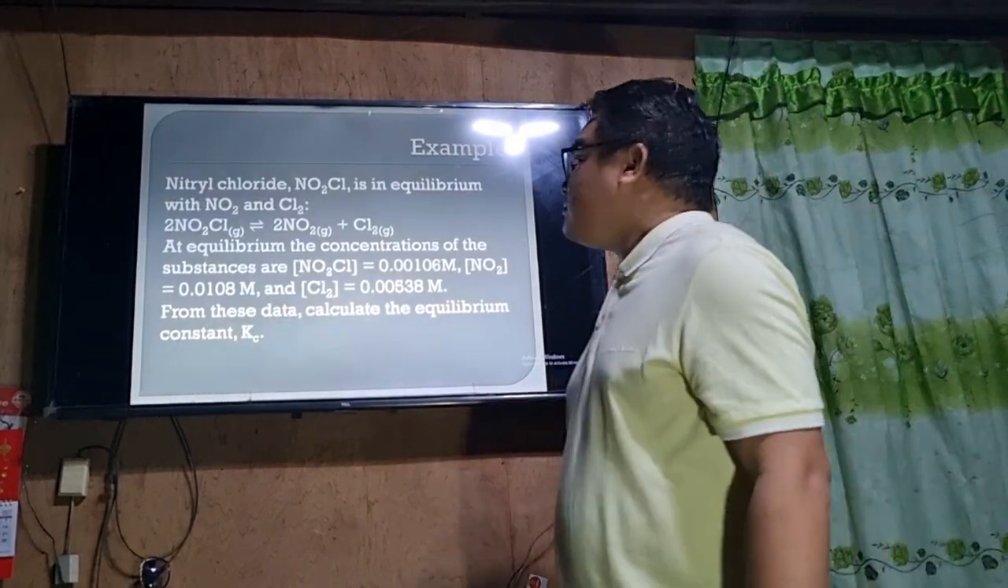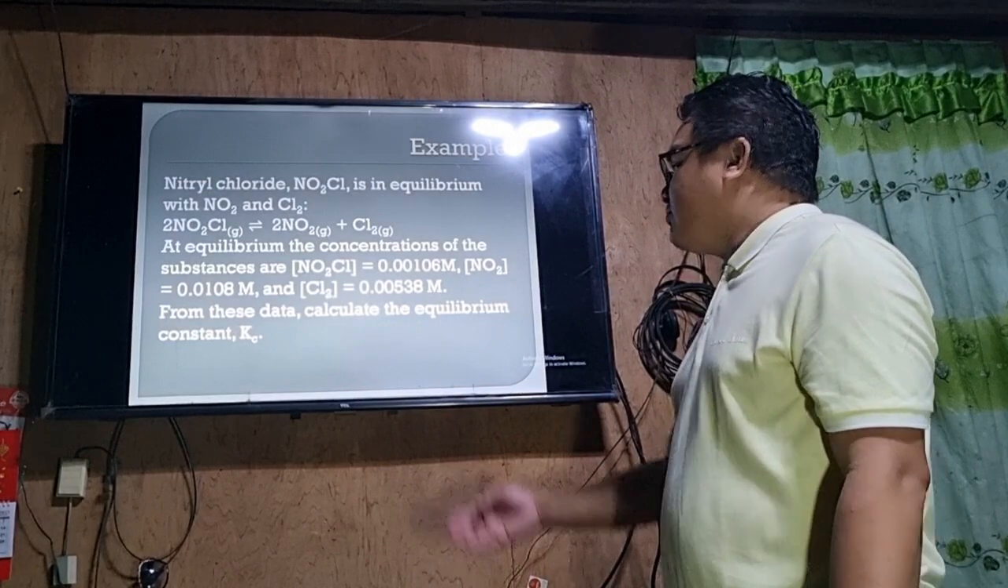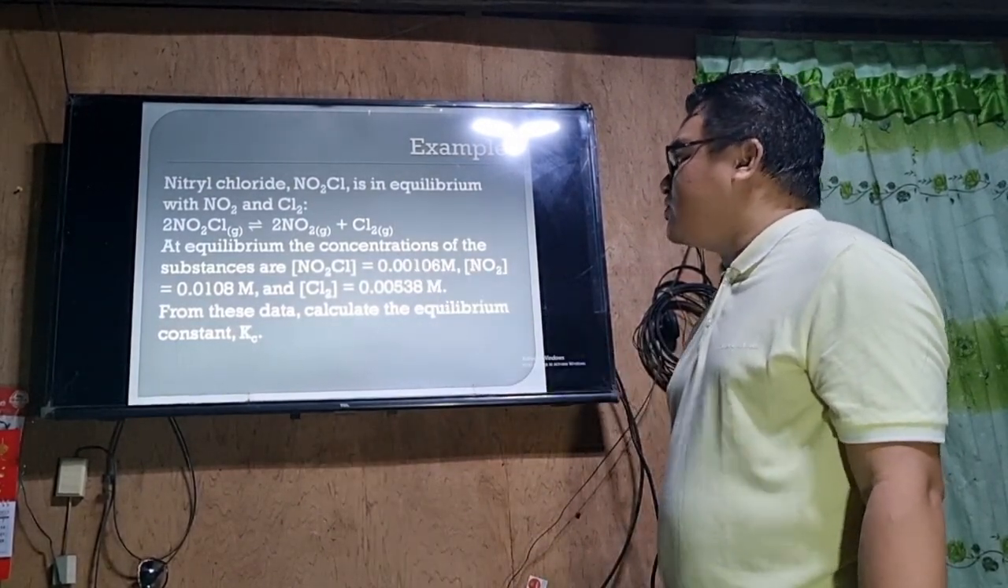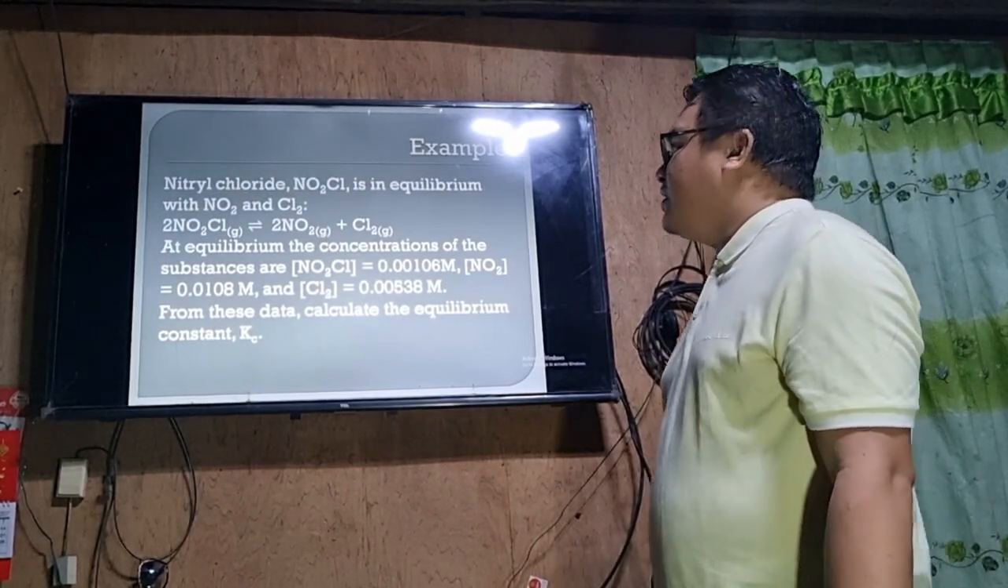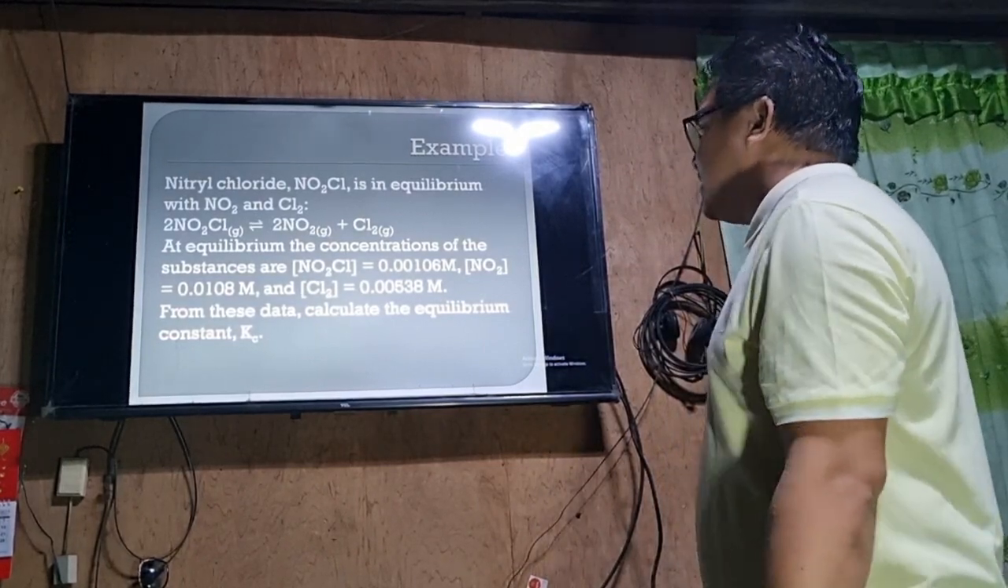For example, here we're going to compute the equilibrium constant of the solution. Given we have the nitrosyl chloride is in equilibrium with nitrogen dioxide and chlorine gas.